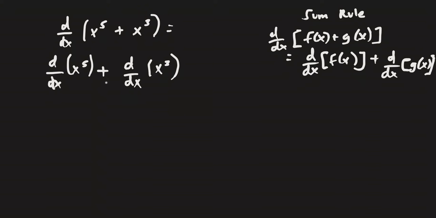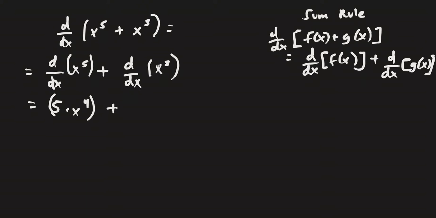And so what would this equal? Well, if you remember the power rule, you know that you have to bring this 5 down and multiply by x to the 5 minus 1, which is 4. And then take this and add it to, similarly, do the same thing here.